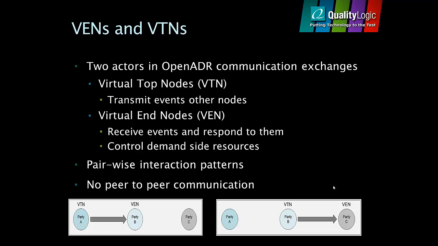There are two actors in OpenADR communication exchanges. The first actor is a virtual top node, referred to as a VTN. The VTN's role is to transmit demand response events to other nodes. The second actor is a virtual end node, referred to as a VEN. The VEN's role is to receive demand response events and to respond to them, as well as to control demand-side resources. All communication is between pairs of VTNs and VENs.